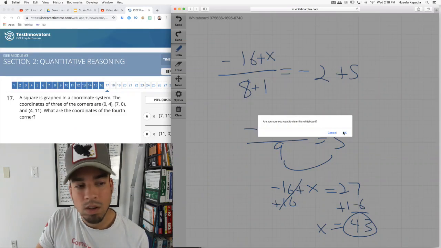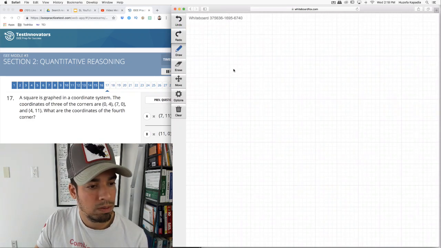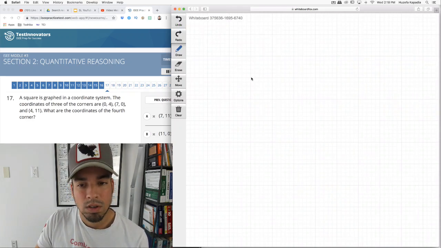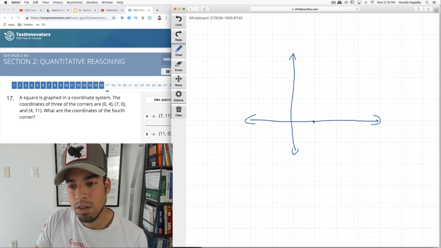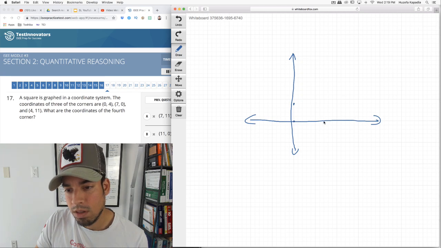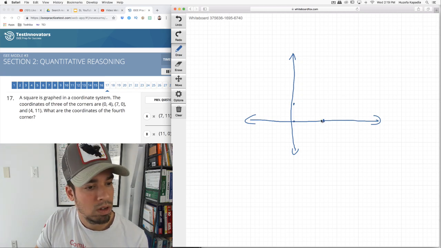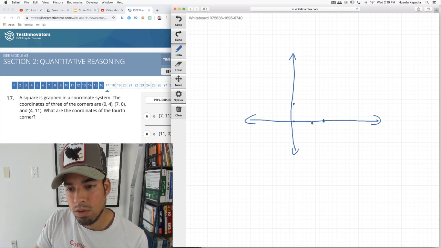Next. A square is graphed on a coordinate plane. The coordinates of the 3 corners are 0, 4. Wait, I should probably draw a little bit of a graph here. I don't know if we need to, but let's just do it anyways. Okay. So let's say these are 1, 2, 3, 4. So 0, 4, 7, 0. So this is my 0 point. 7, 0, 4, 11. So my other point is going to be out here somewhere.